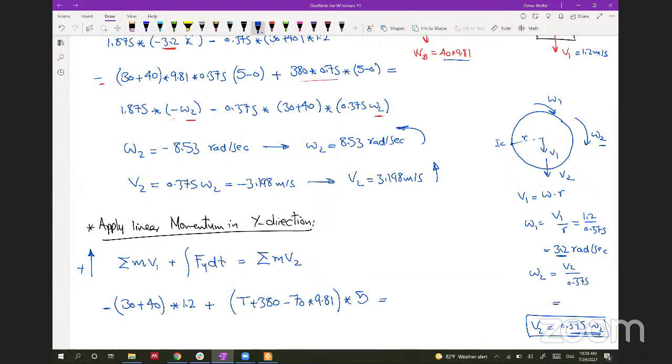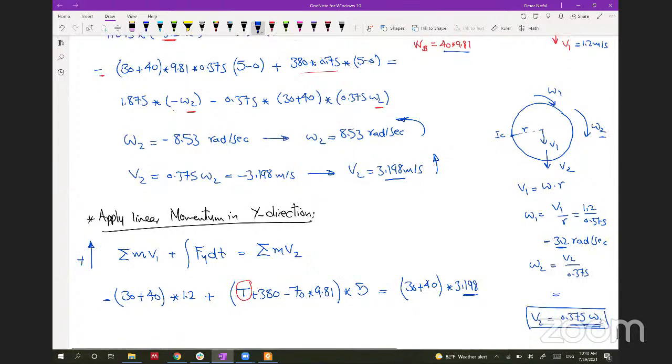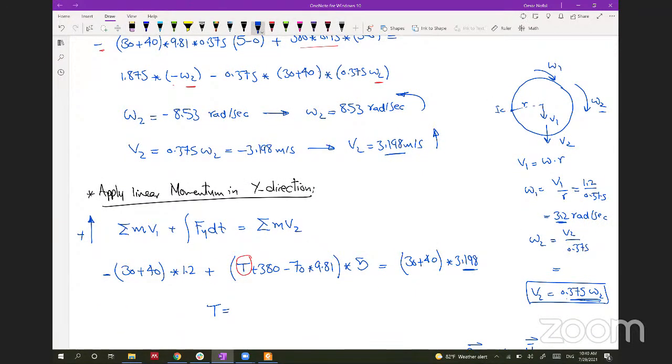And this will be equal to all the masses multiplied by V2. We just got V2, and we know it's going up, so I will put 3.198 here. So this is a single equation in T, and finally you can get T, which will be 368 Newton. So we got the T. This is how we solve this problem.